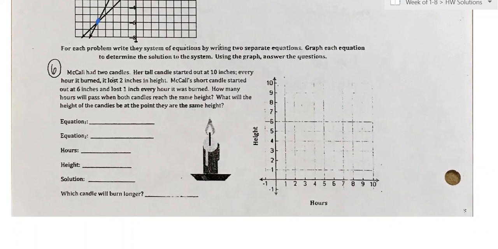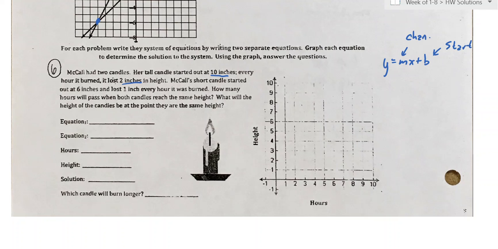Number 6, you have a word problem. It says that McCall had 2 candles. Her tall candle started out at 10 inches. Every hour it burned, it lost 2 inches in height. Remember, for equations, we have slope-intercept form, y equals mx plus b. The b is the starting point, and the m is how it's changing.